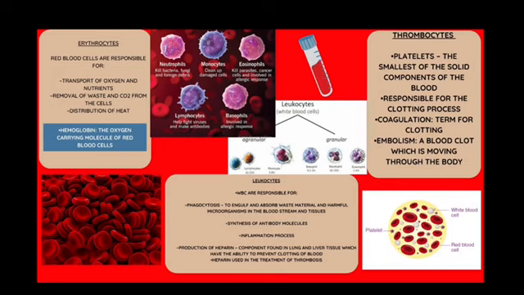Secondly, WBC, white blood cells, which are known as leukocytes, are responsible for phagocytosis, which means to engulf and absorb waste material and harmful microorganisms in the bloodstream and tissues. It is also responsible for synthesis of antibody molecules. White blood cells are divided into two major groups, which are agranular and granular. Under agranular are lymphocyte and monocyte. Under granular are basophil, neutrophil, eosinophil.